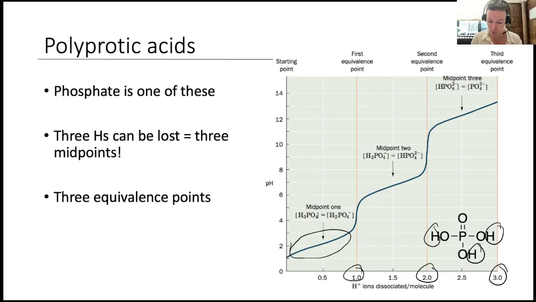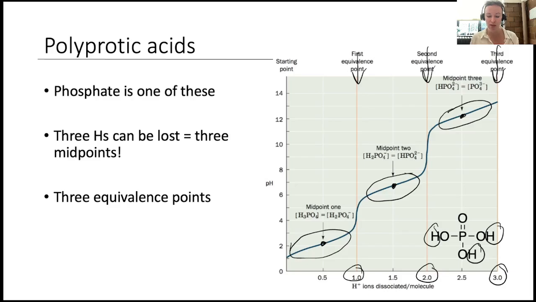Okay, buffering region 1, buffering region 2, buffering region 3. Each of these buffering regions is kind of flat, because that's demonstrating the pH isn't changing. There's 3 midpoints. Each of these midpoints is going to show you the pKa for that proton. Finally, there are 3 equivalence points.